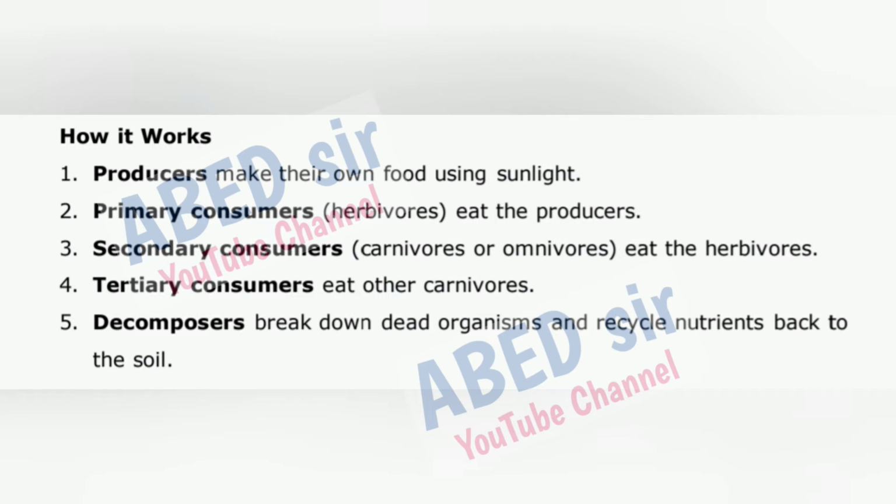3. Secondary consumers, carnivores or omnivores, eat the herbivores. 4. Tertiary consumers eat other carnivores. 5. Decomposers break down dead organisms and recycle nutrients back to the soil.